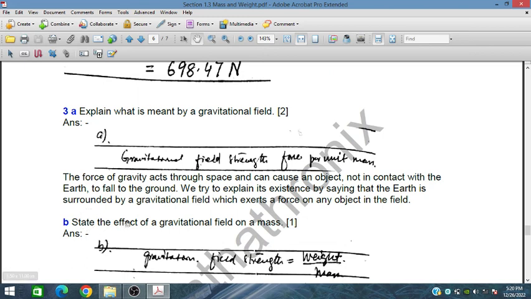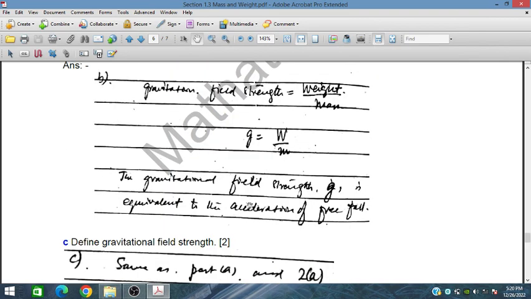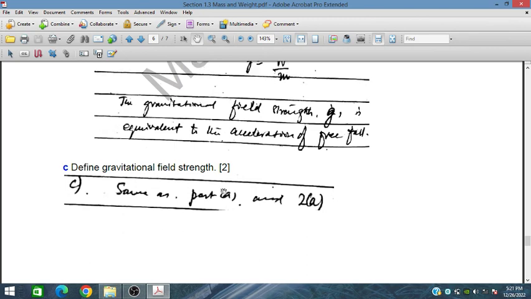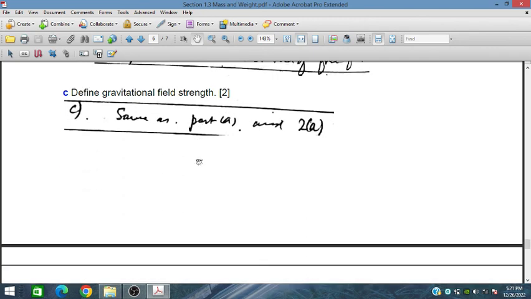State the effect of the gravitational field on a mass. So the gravitational field is equivalent to the acceleration of free fall. Define gravitational field strength. It is already defined earlier.